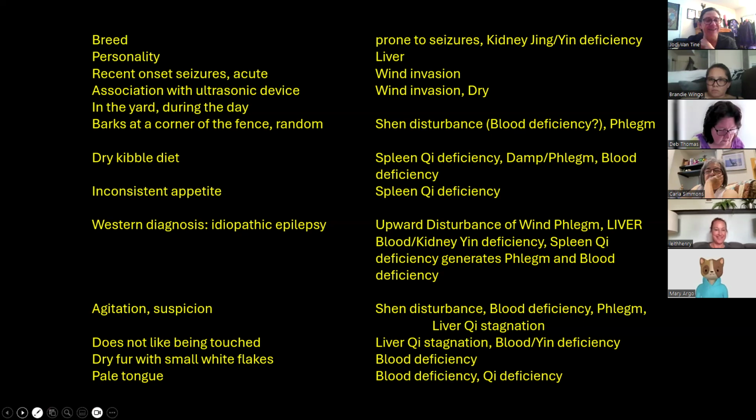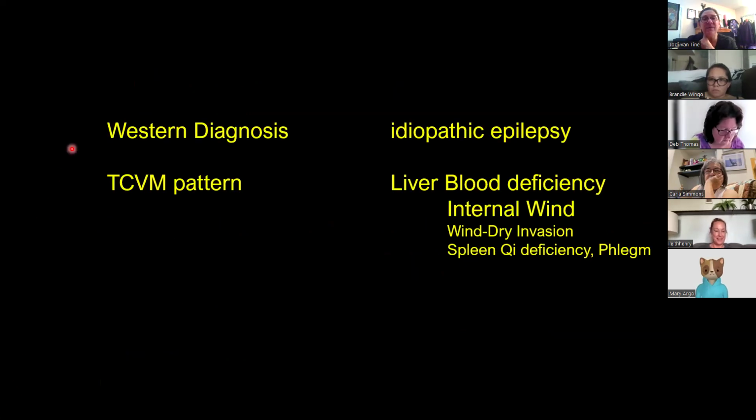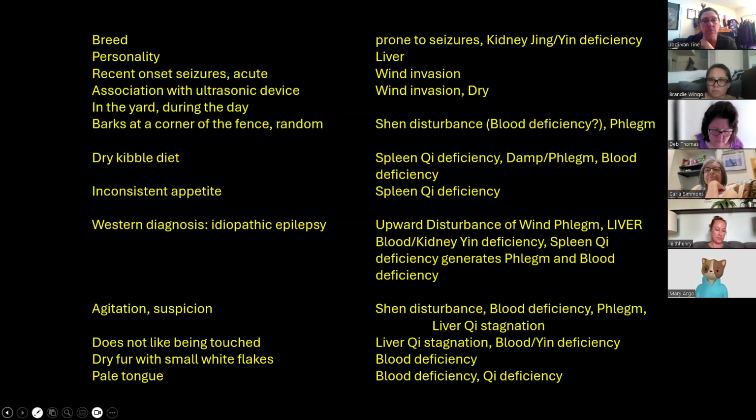So thank you. All right, so here we have the Western diagnosis again, is idiopathic epilepsy. So let me just go back. The way that I use this also is I look at all the things that I've listed, and that's why it's important in this right-hand column to put down all the possibilities, because what you're looking for here is you're looking for things that show up at least 3 to 5 times.